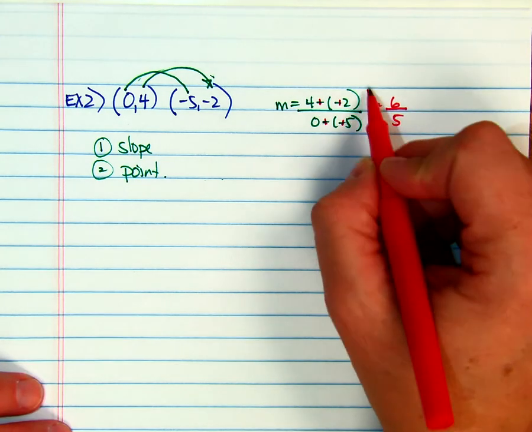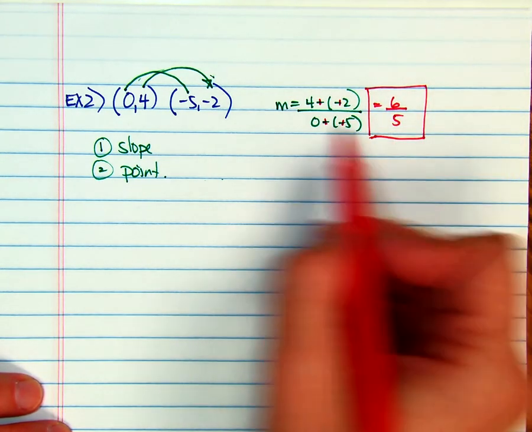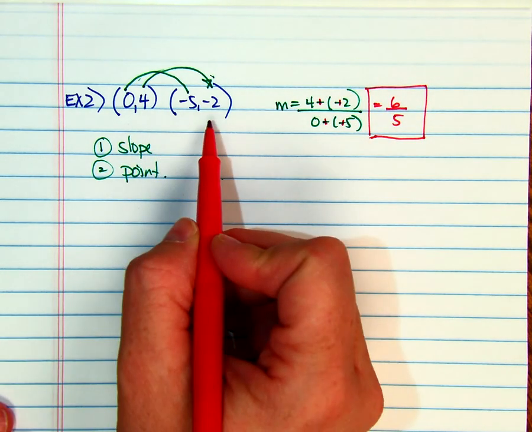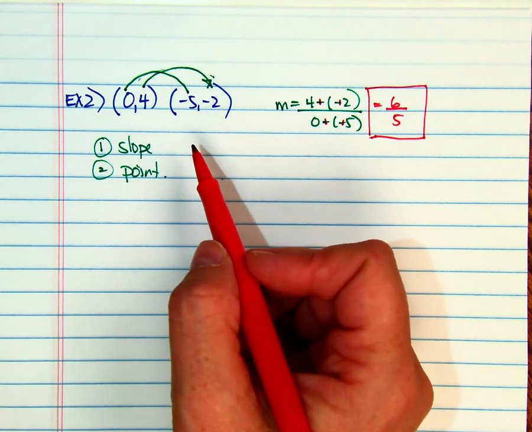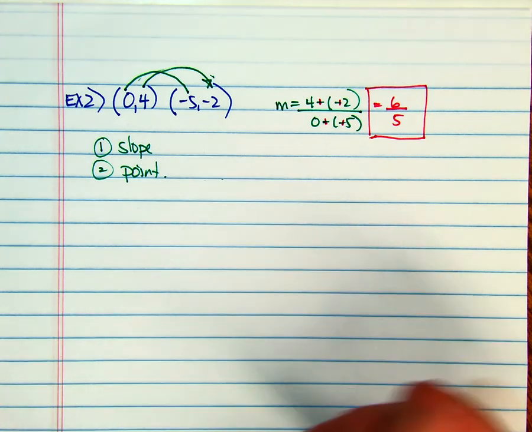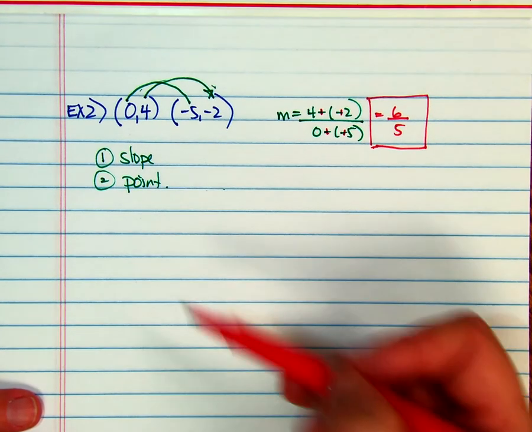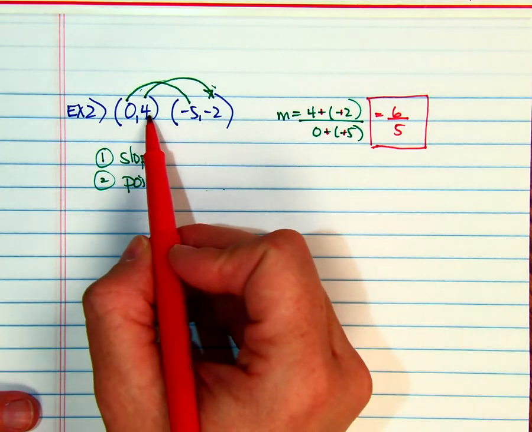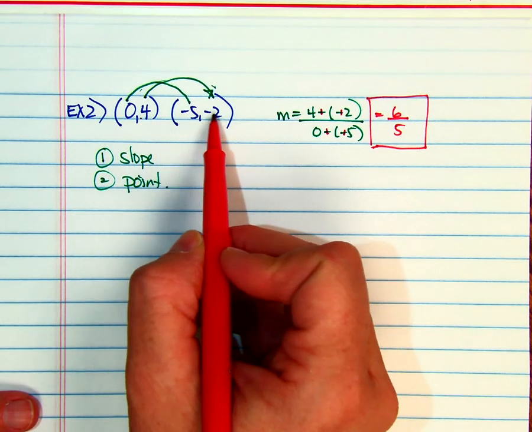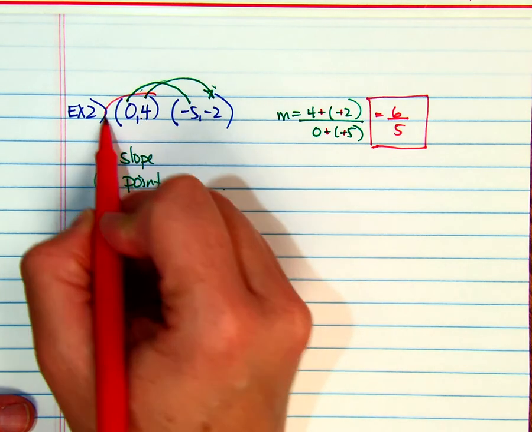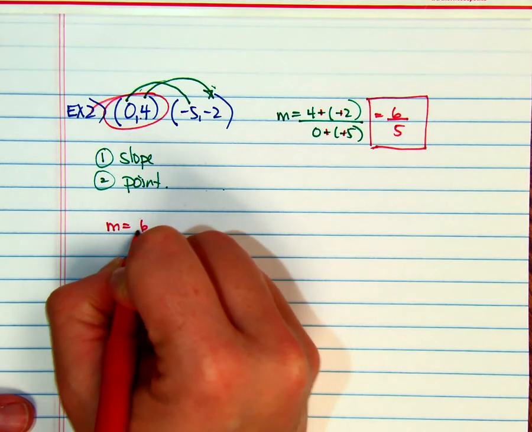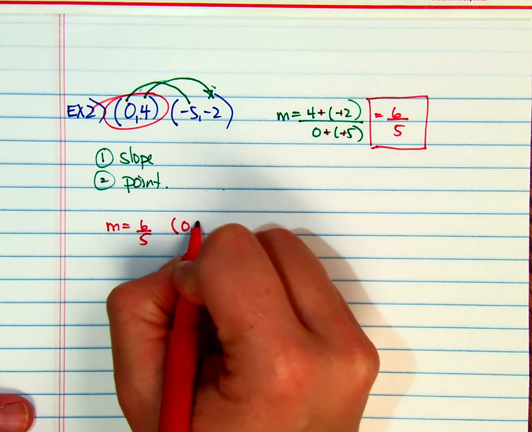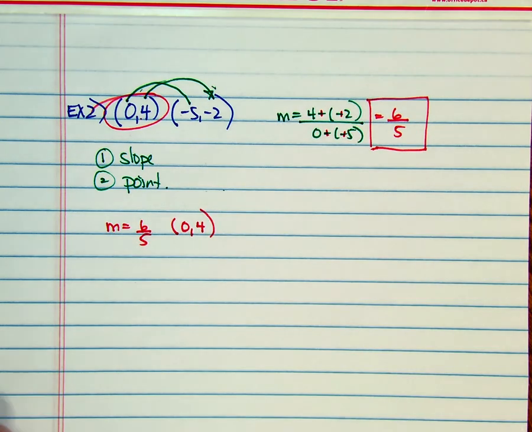So now I have the slope of 6/5, and I have 2 points, and I only need 1. I'm going to choose the one that I think looks the easiest. Well, I have (0, 4). That doesn't look too bad. Then I have 2 negatives here. Yeah, I'm going to choose this one. So I'm going to use the slope that I just found, and I'm going to use that point in order to do what I just did for example 1.